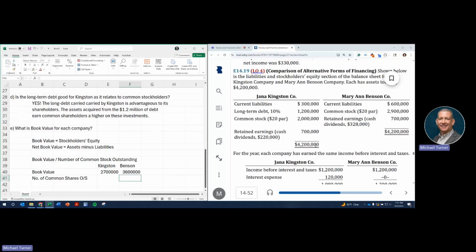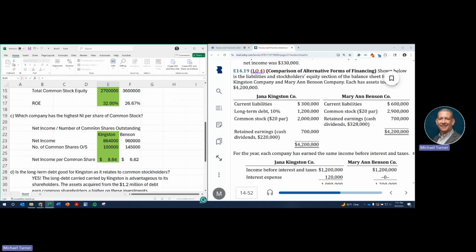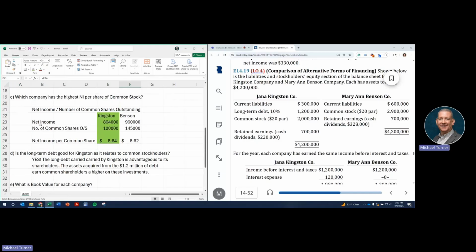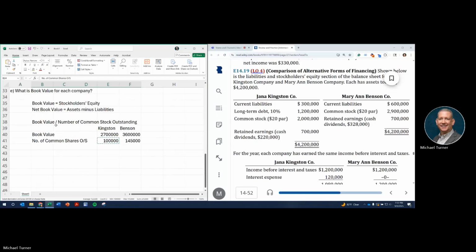Next, we need to determine their number of common shares outstanding. We've already found this information above. Kingston had 100,000 and Benson had 145,000. And we brought that back from part C. Right here, we had already calculated the number of shares outstanding. So now we can perform our calculation.